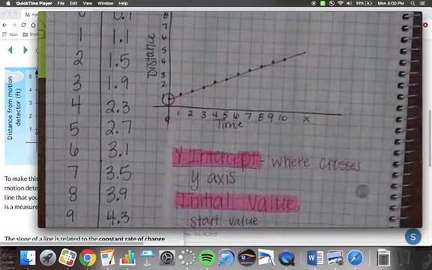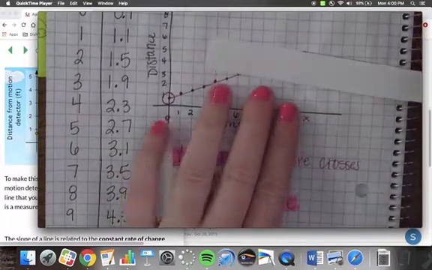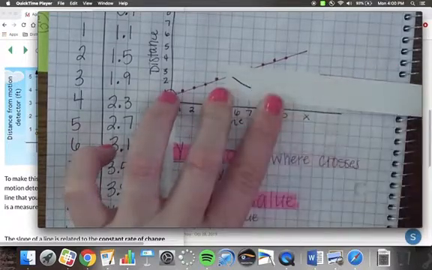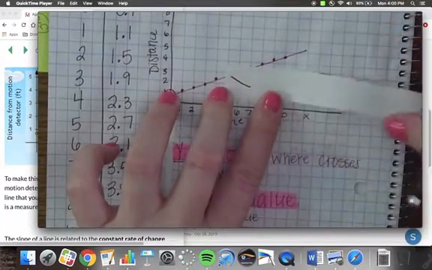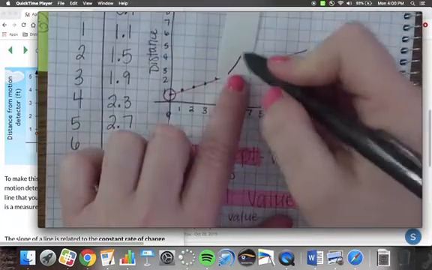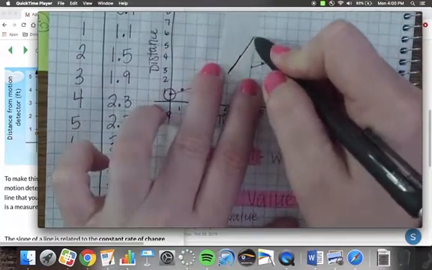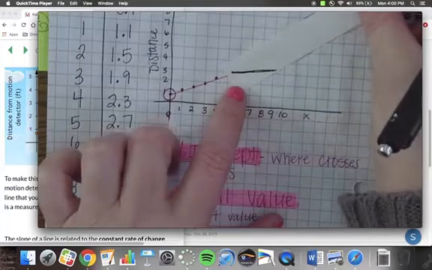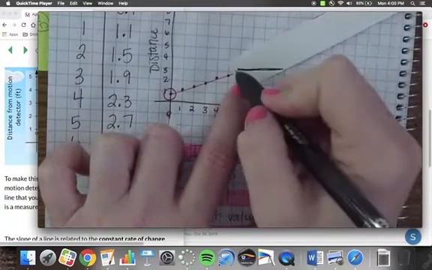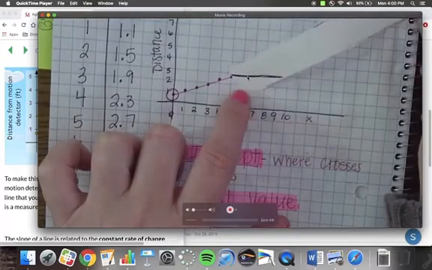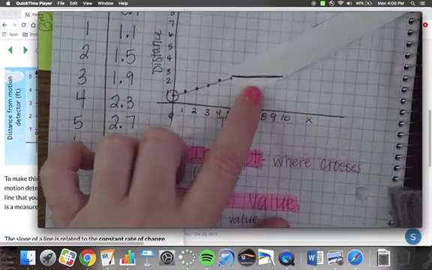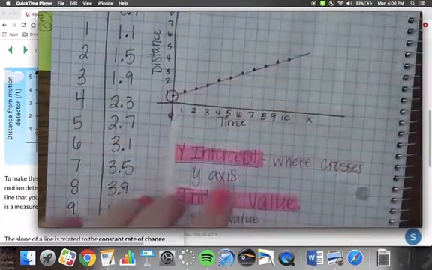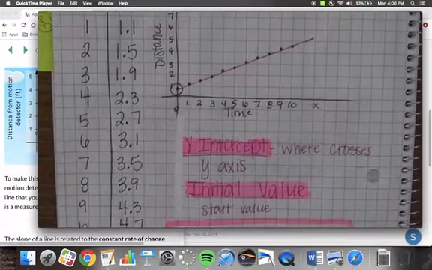If it wasn't, and there was a part of the line, and don't draw this, but if there was a part of the line that went this way, it wouldn't be a straight line. Or if they sped up, the line would become steeper, or it could become more flat. So that line would not be straight if it was changing the rate. So since it's a straight line, you know all of that has the same rate. It's not flatter, it's not steeper, it's just the same.